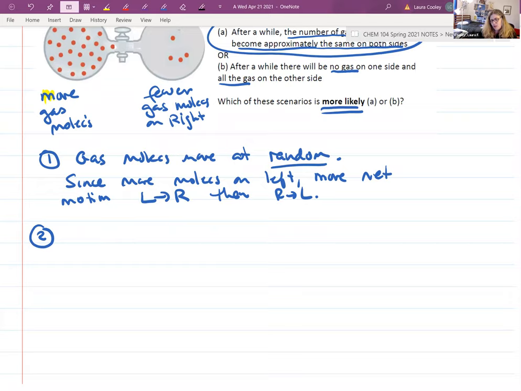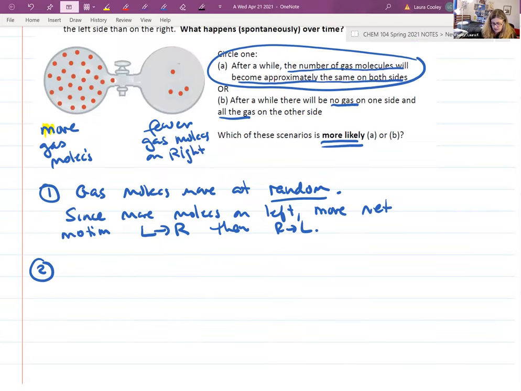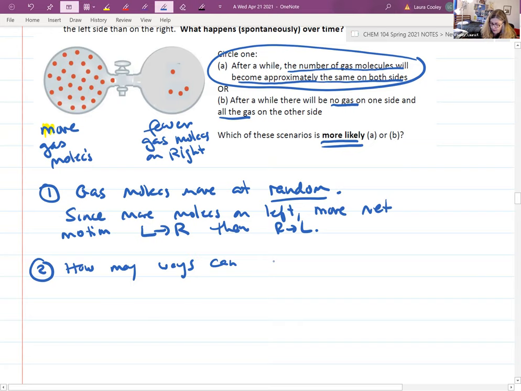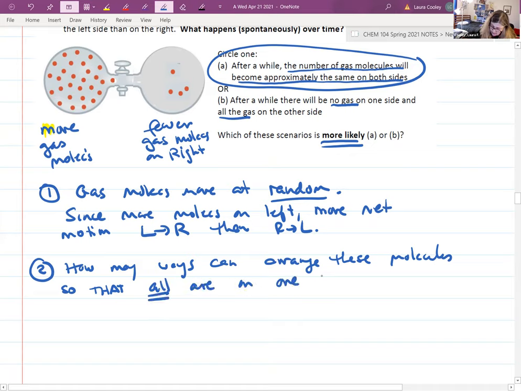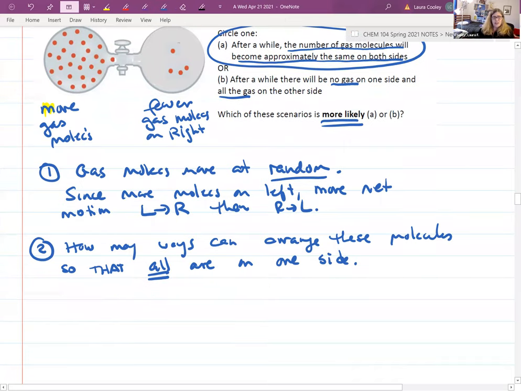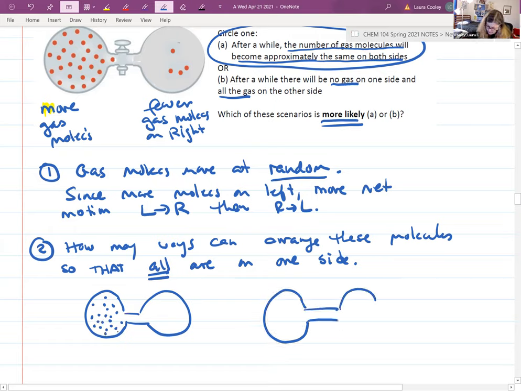Suppose we think about how many ways you could arrange these particles, so that all of them are on one side. What I mean by ways to arrange is, if they're all on one side, then there's really only one way to do that, and that is putting all of them on one side. But let's suppose I even just put one on the right. I'll put one here and all the rest over here. How many ways are there to do that?